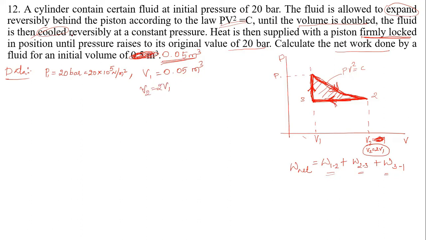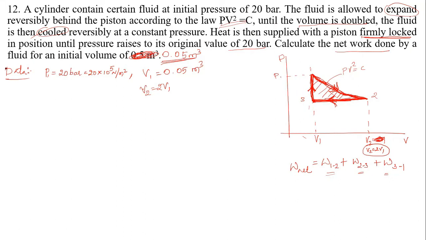Then the fluid is cooled reversibly at a constant pressure. Process 2 to 3. Heat is then supplied with the piston firmly locked. In this particular position it is locked until the pressure rises to its initial value of 20 bar. Therefore, it will close with a constant volume process. Therefore, 3 to 1 is a constant volume process.